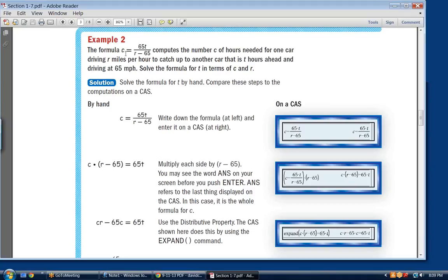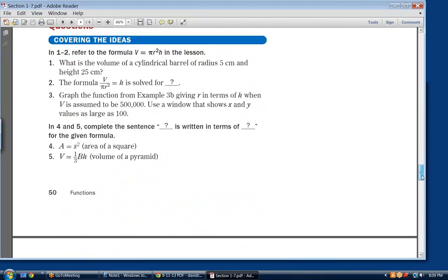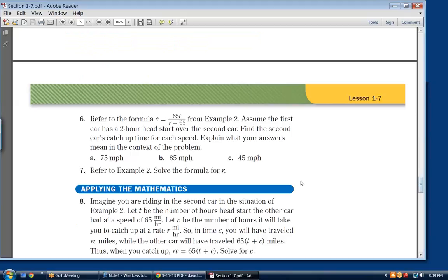Okay, they've made it easy for us. They've given us a formula that allows us to compute the number of hours needed for one car to catch up with another car if the first car has been going for T hours, driving at 65, and we can solve for C by plugging in. So if we assume the first car has a 2-hour head start over the second one, we're trying to find out its catch-up time, which is C.